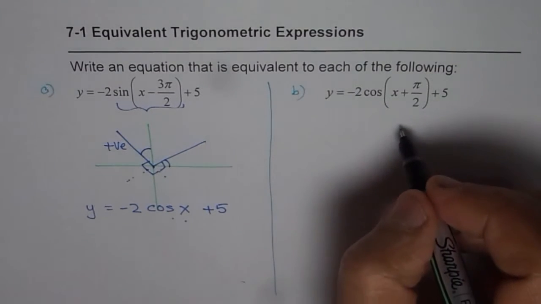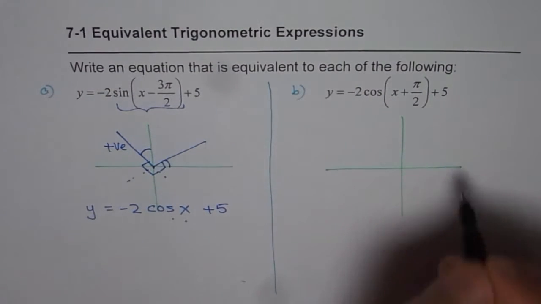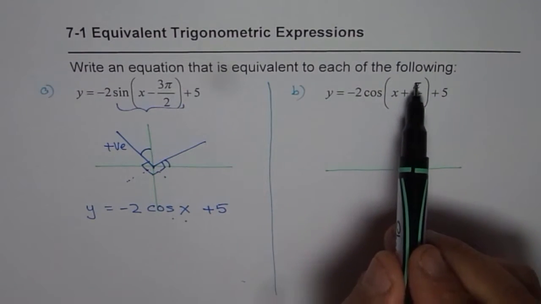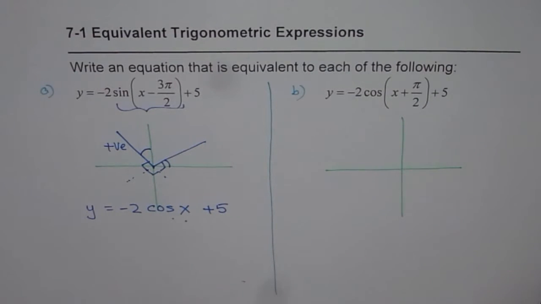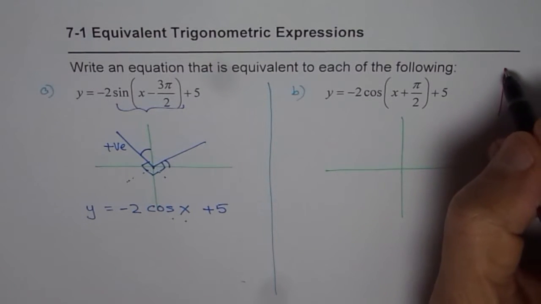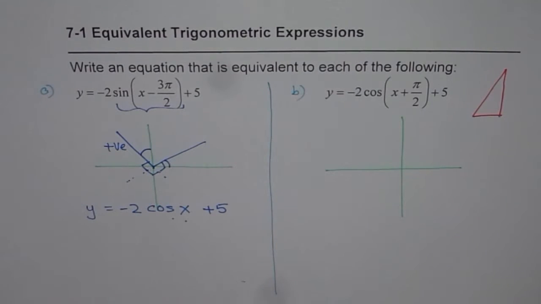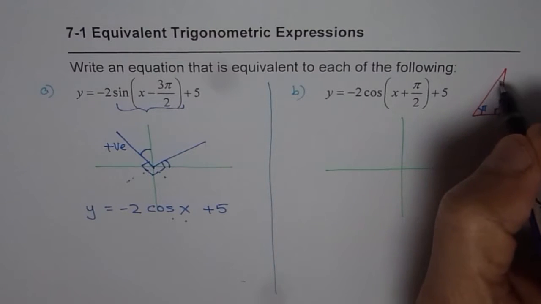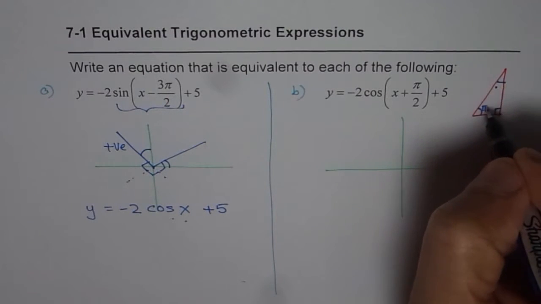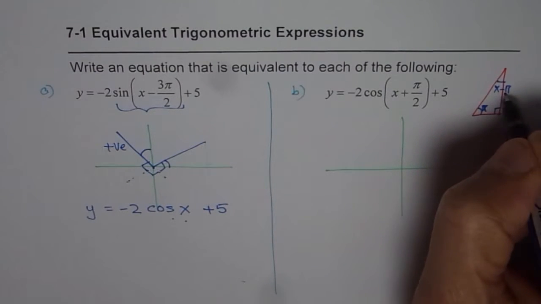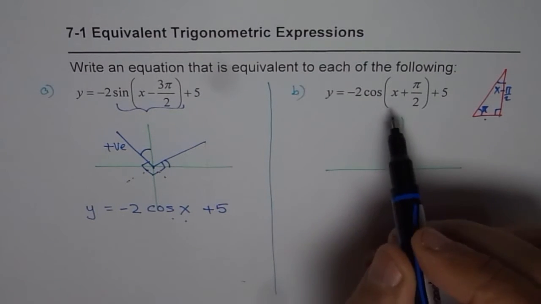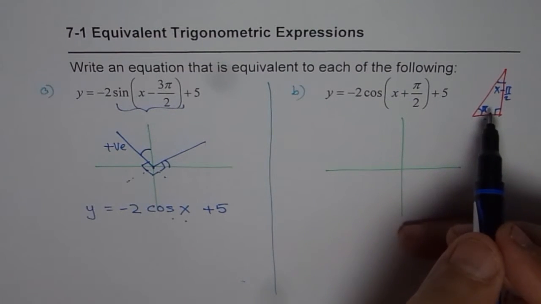The next one is very similar, but with a very critical difference. Here we have y equals minus 2 cos (x plus pi by 2) plus 5. So as you know, whenever we have in a given right triangle angles as x and x plus pi by 2 or minus pi by 2, in this case let me write this as x minus pi by 2, then we know cos changes to sine and sine changes to cos, correct? So that is the cofunction identity we are talking about.